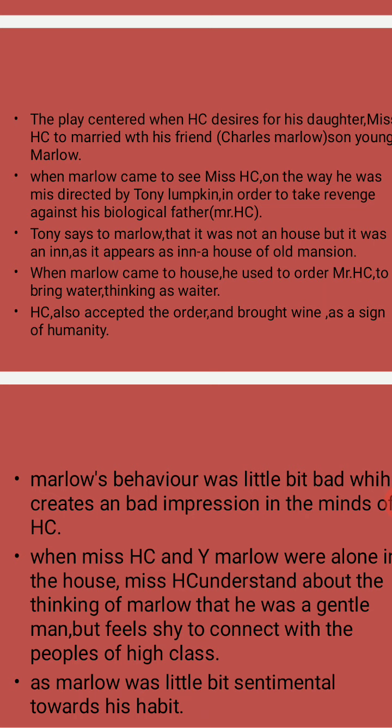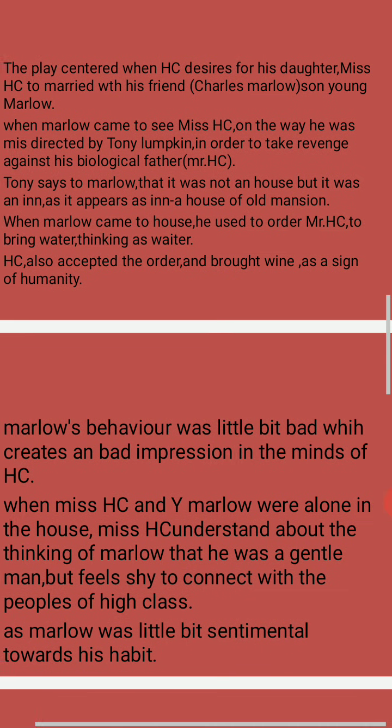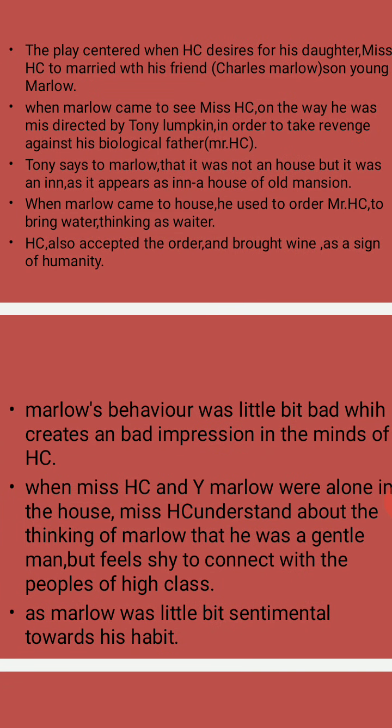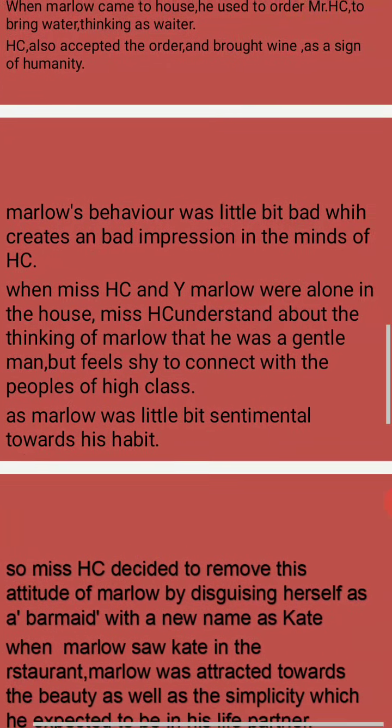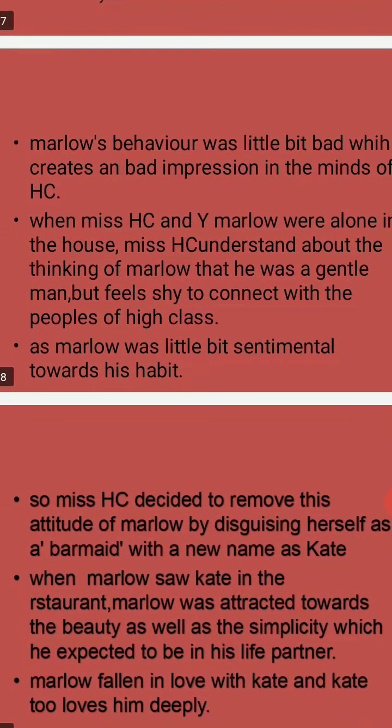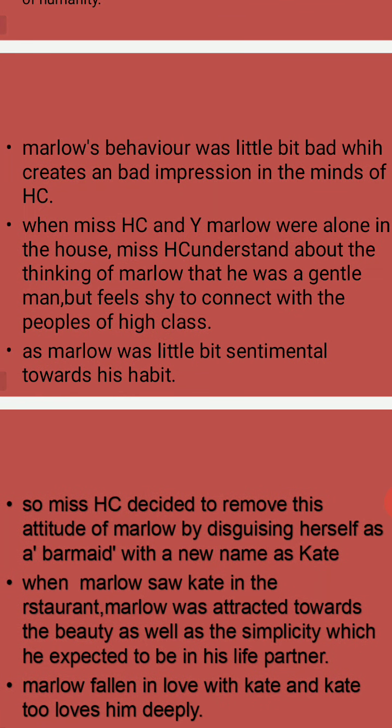But the two persons, Marlowe and even Mr. Hardcastle, were unaware of their identity and they didn't know about the misdirection given by Tony Lumpkin. So Hardcastle also accepted the order and brought wine as a sign of humanity. As Mr. Hardcastle was a very good person, a very good human being, he accepted and he gave wine instead of giving water. So at that time, Marlowe's behavior was a little bit bad, which creates a bad impression in the mind of Mr.